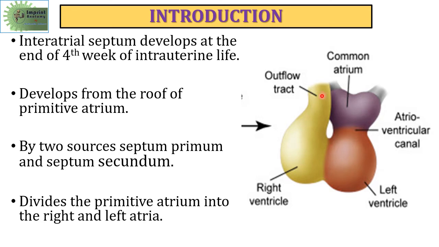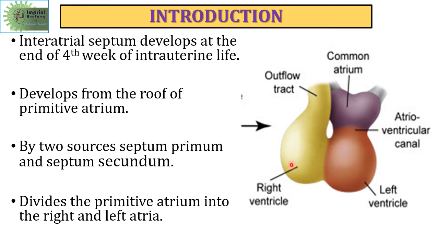As you all know, the heart develops from a single tube. After further development, it shows looping of that tube, which gives the U-shaped structure. To see the development of the interatrial septum, we should take a section of this looping heart.